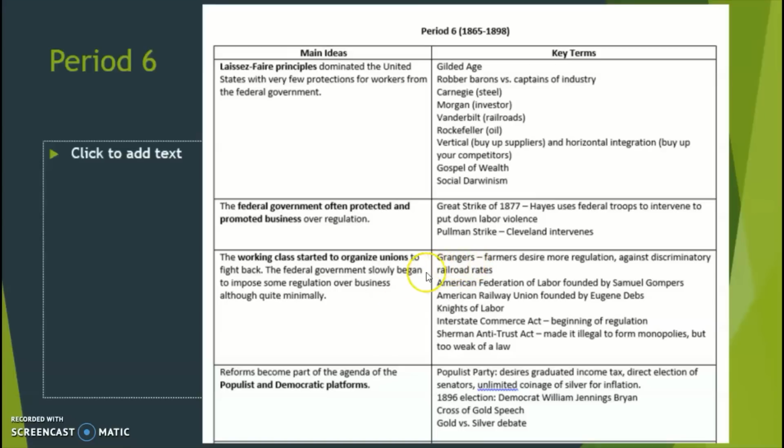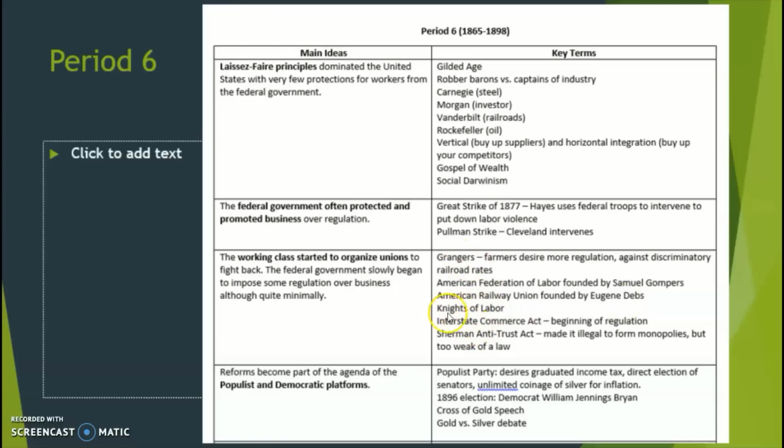One of the earliest formations of unions or coming together would be with farmers in the Granger movement, who are going to demand more regulation. They are getting charged discriminatory railroad rates, and they come together and are going to be somewhat successful in getting some regulation of railroad rates. You're going to see the rise of the AFL, very important to know, by Samuel Gompers, also the American Railway Union by Eugene Debs, who will come about also in period 7, and the Knights of Labor.